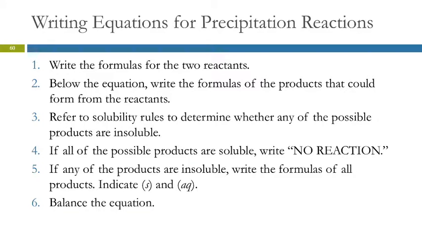Picking up here in the middle of this section, we talked about precipitation reactions. These are the steps to follow when writing an equation for a precipitation reaction. So you need the formulas for the two reactants, and then you need to write the formulas of the products. I'm going to show you in a little more detail through the examples.